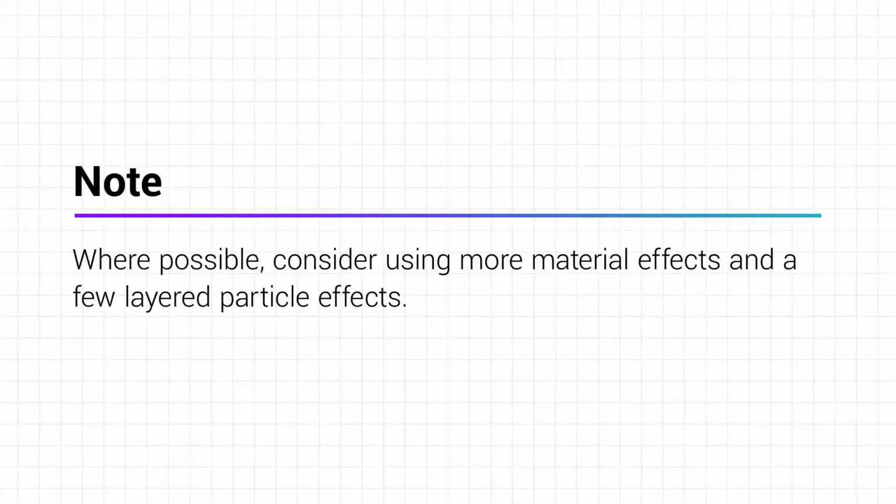Additionally, particles are another area we need to consider when rendering for VR. Overdraw is a problem that occurs when the GPU needs to do many calculations because of the overlapping transparent sprites. Particle systems like smoke can quickly reduce performance in VR. Where possible, consider using more material effects and a few layered particle effects.